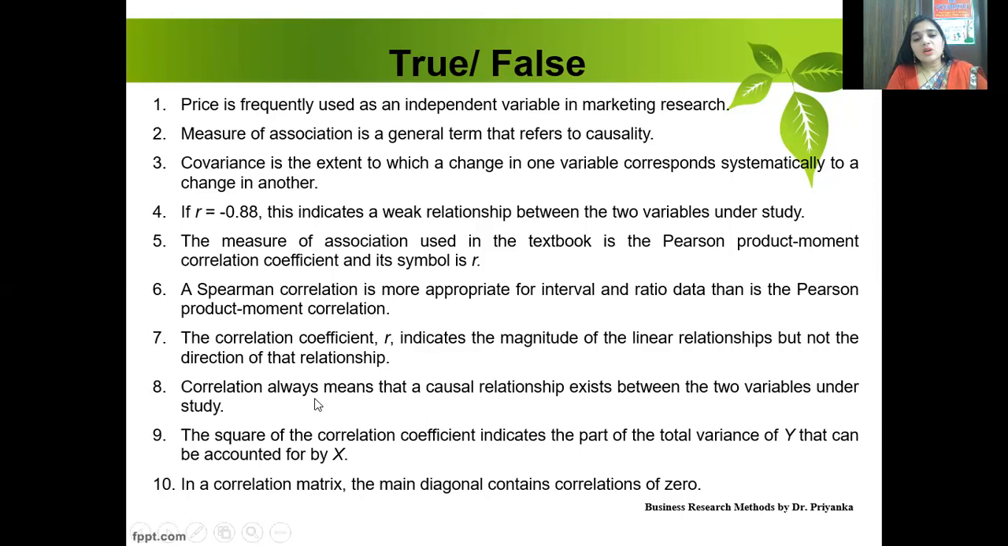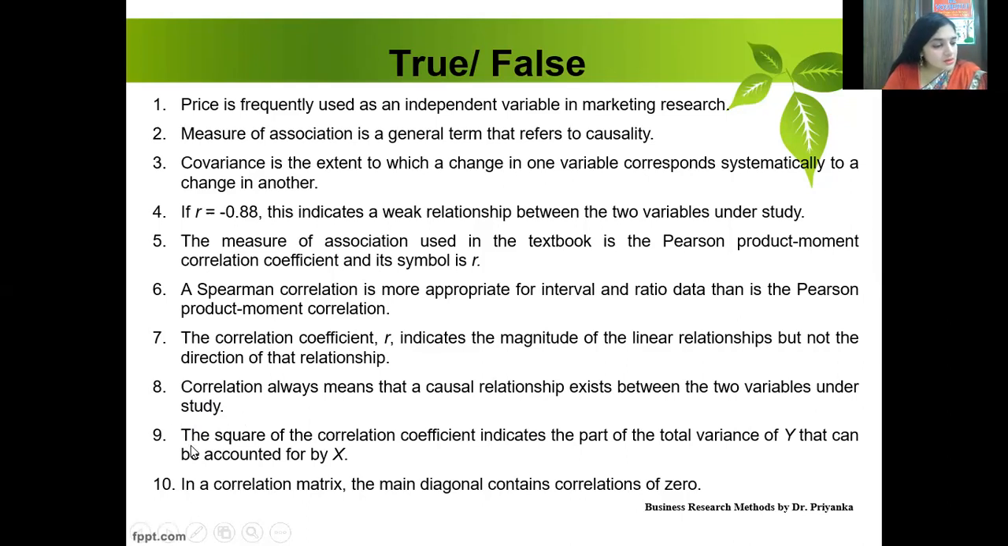Eighth: correlation always means that a causal relationship exists between the two variables under study. We have already discussed that correlation does not always mean a causal relationship, right? So this is false. Correlation means correlation only. It might be a causal relationship, but correlation does not tell us that. For that, we have to go further with regression analysis and check whether there is a causal relationship or not. So it is false.